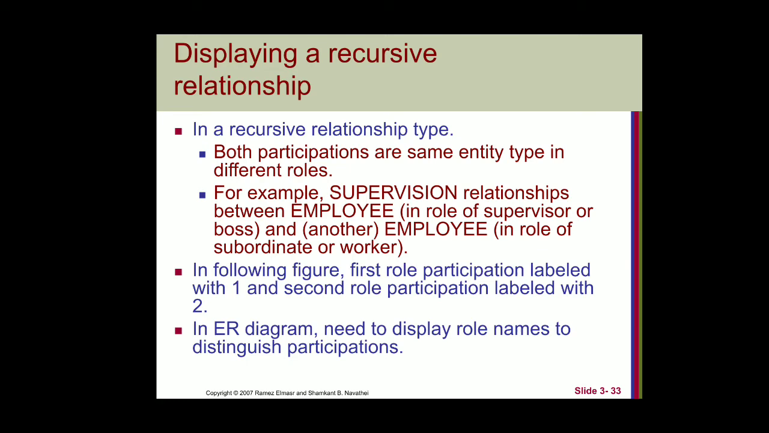This is what we have seen, how the recursive relationship is being displayed, right? Both participations are the same entity type in different roles. For example, in supervision relationships between employees, we are considering the same table, employee, but in the role of worker or a subordinate. In the following figure, the first role participation is labeled with 1 and the second role, that is a subordinate or the worker role, is labeled with 2. In an ER diagram, we need to display role names to distinguish the participants.